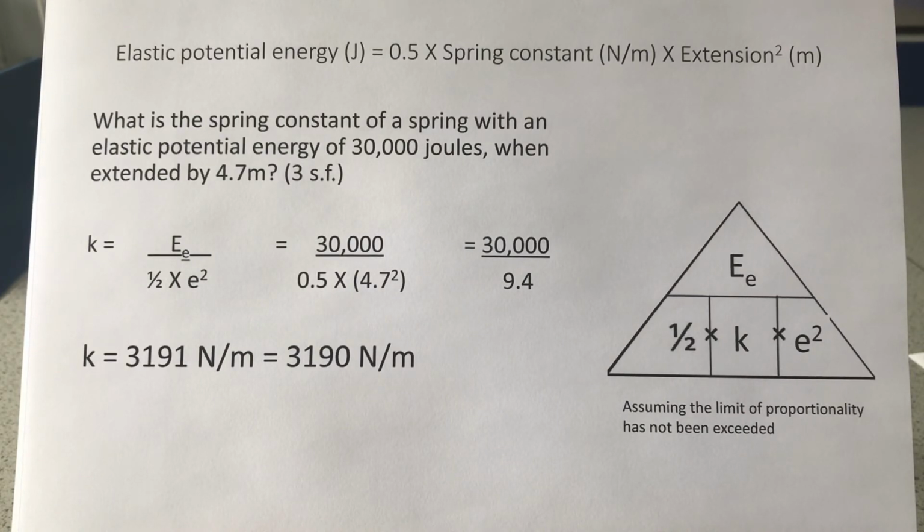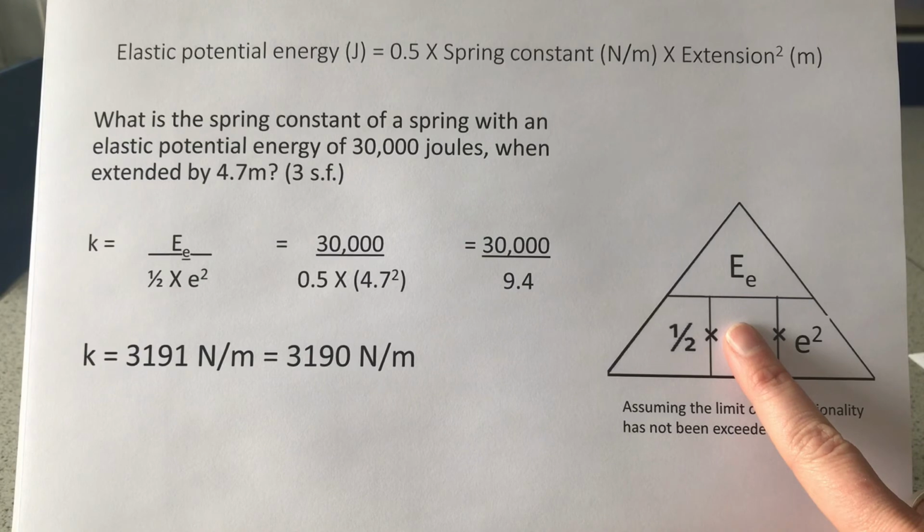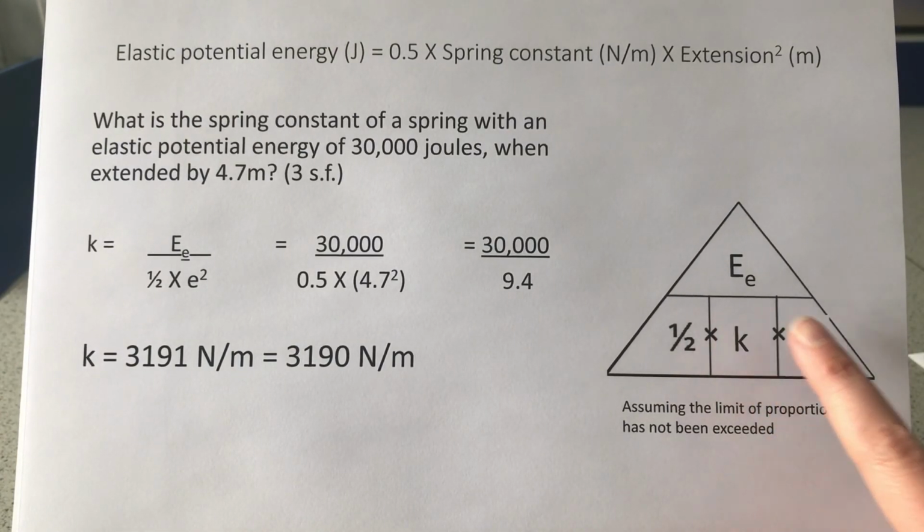Okay, and the question says, what is the spring constant of a spring with an elastic potential energy of 30,000 joules when extended by 4.7 meters, and it wants the answer to 3 significant figures. So what I did is I took the equation. I know I want spring constant, so I can rearrange using my formula triangle. Then I'm going to do the elastic potential energy divided by half times the extension squared. Okay, so I've rewritten that equation. I've put in my information.